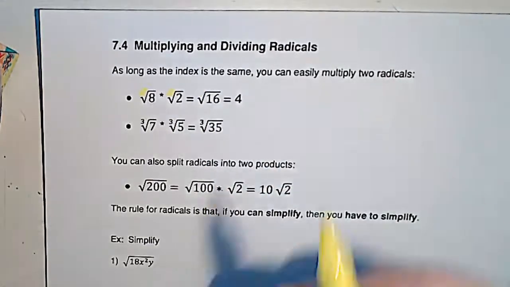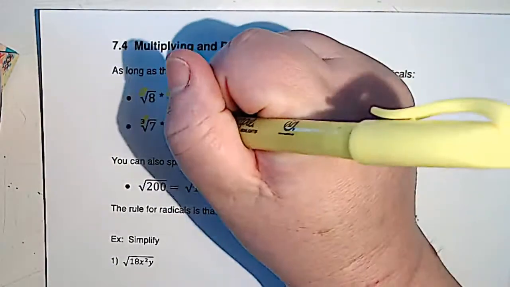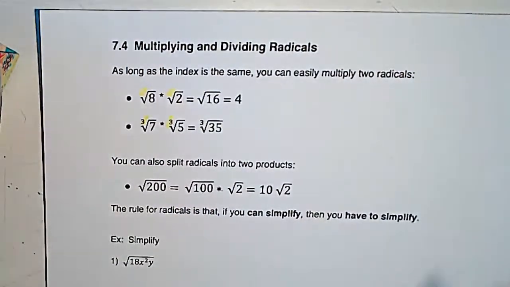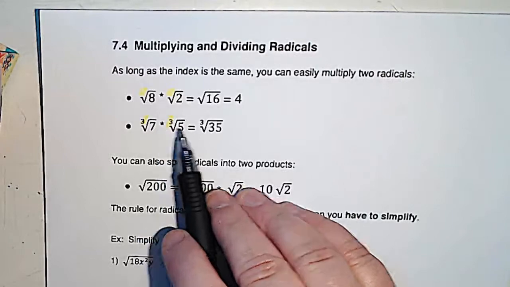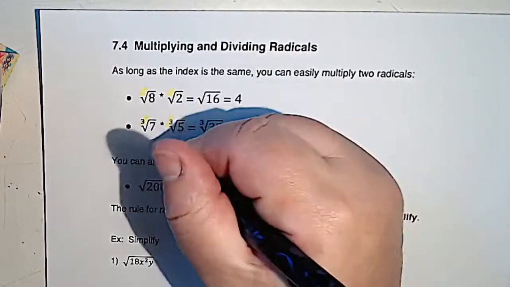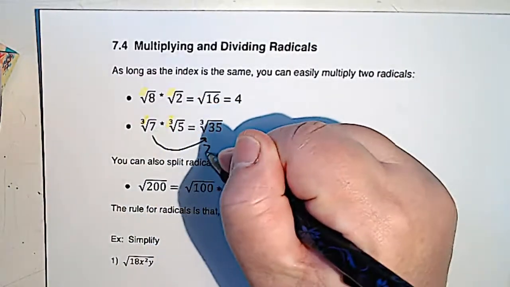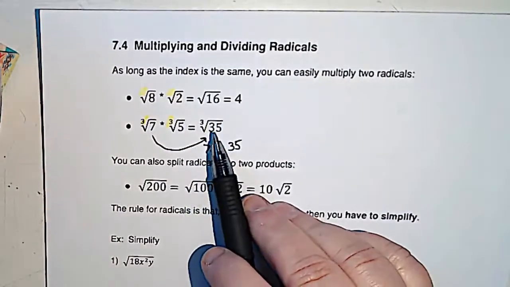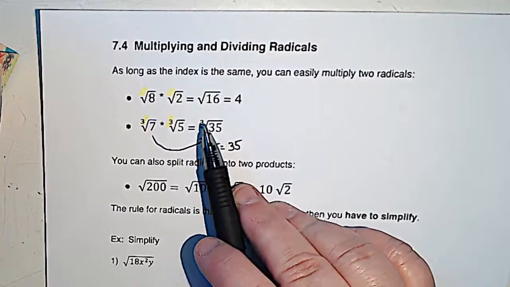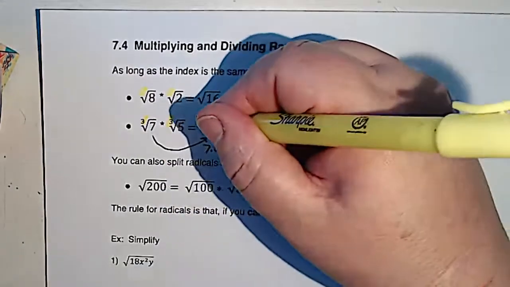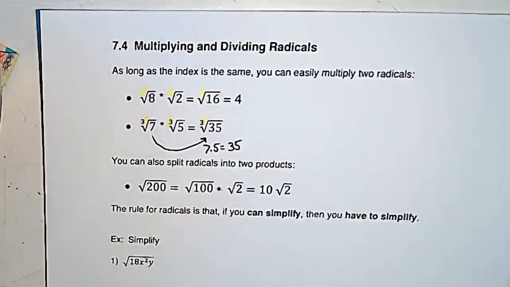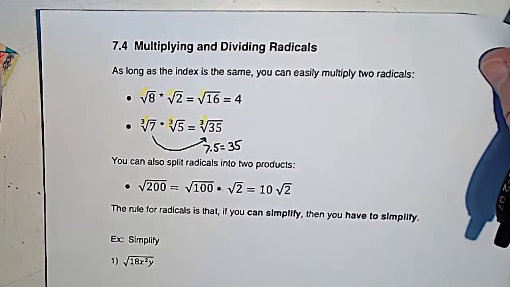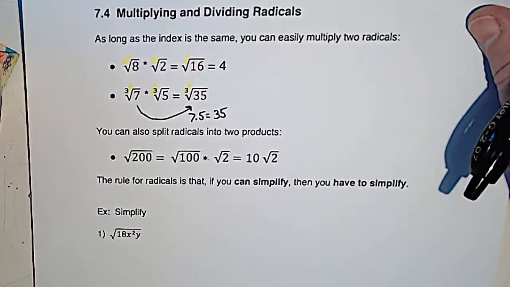The same is true if we've got cube roots. If we've got 2 cube roots that we're multiplying, you're allowed to just multiply 7 times 5 equals 35 and have a single radical with that same index. Woohoo! In the same way, if you're allowed to multiply, you're also allowed to break it up. So that's what we're doing here.